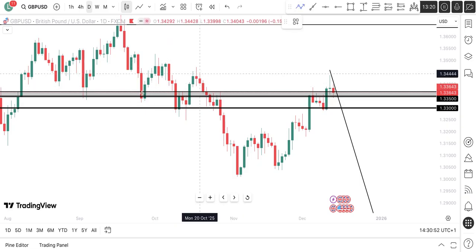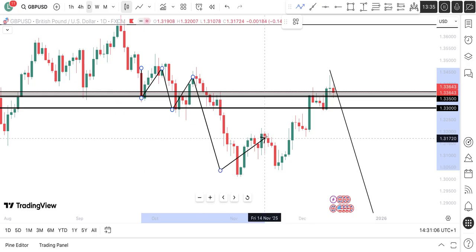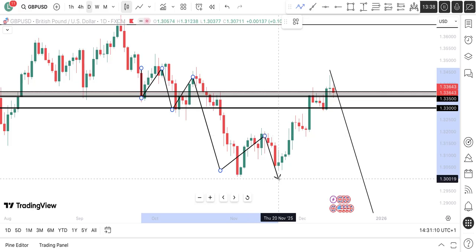Let me draw that. So lower lows, lower highs. Exclude the lagging. Lower highs and then a lower low, right? But we never came in to put in a lower low like so.